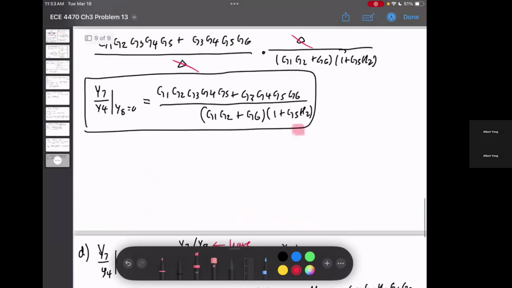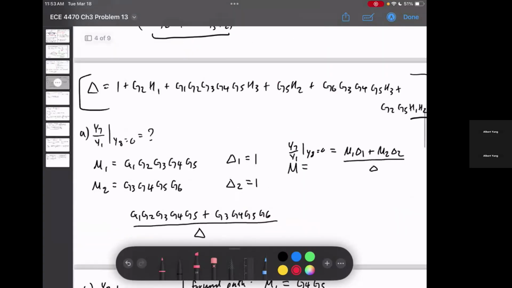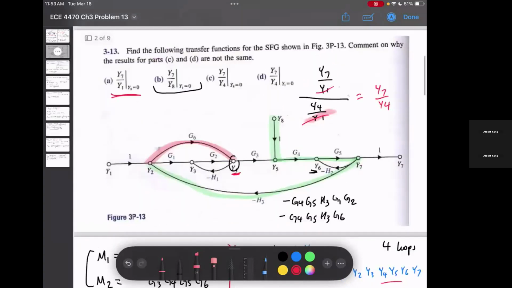And the reason they're different is because we have different inputs from here, versus the y8 is 0 versus the y1 is 0. And then I hope this was helpful and good luck when you're taking this course. Thank you.